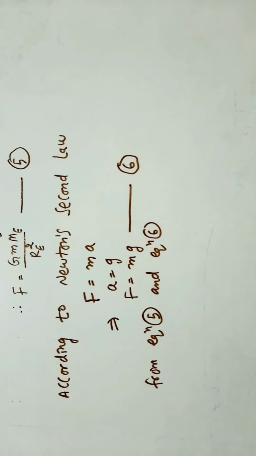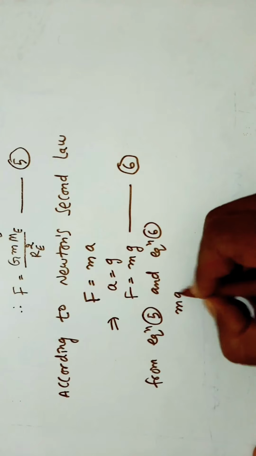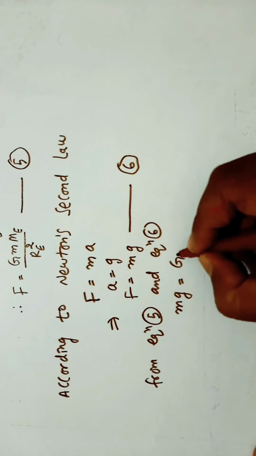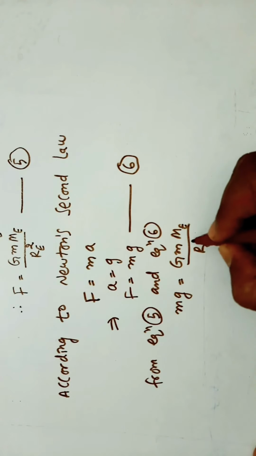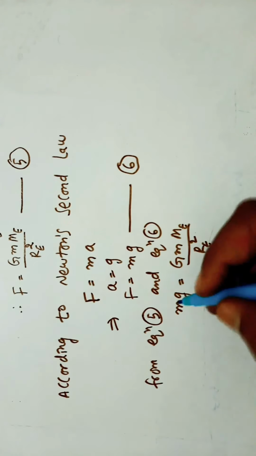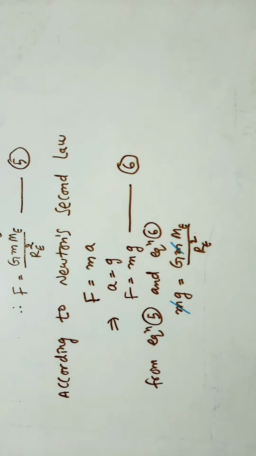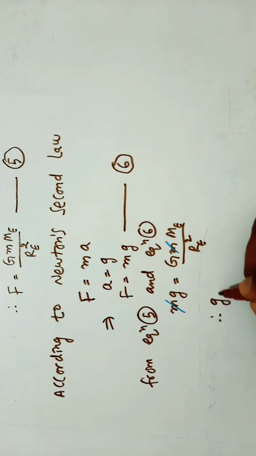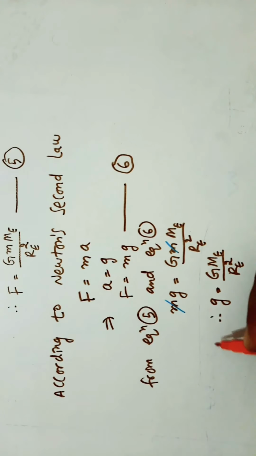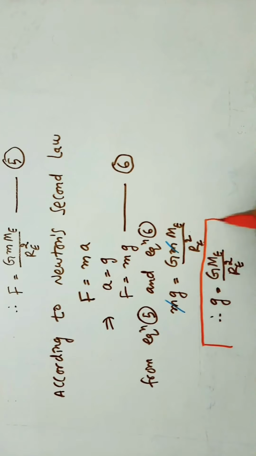here we can write mg is equal to G into m into Me by Re square. So here small m cancels. So we can get, therefore, g is equal to G Me by Re square. So this is known as acceleration due to gravity.